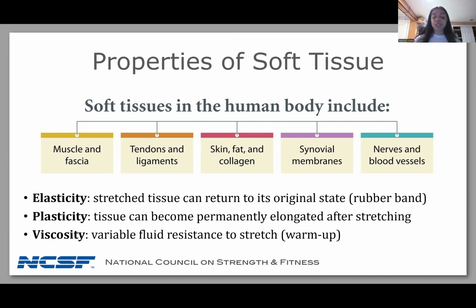So these properties include elasticity, which is the stretch tissue that can return into its original state. So think about a rubber band. And you have plasticity, so tissue that can become permanently elongated after stretching, and viscosity, so variable fluid resistance to stretch. So think about a warm up here and how we warm up to get more stretch in our tissues and more elasticity as we see here.